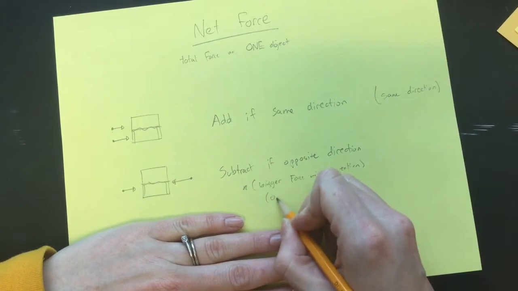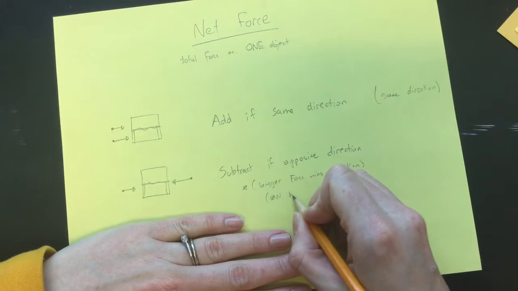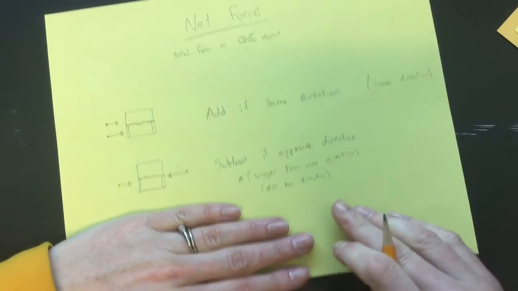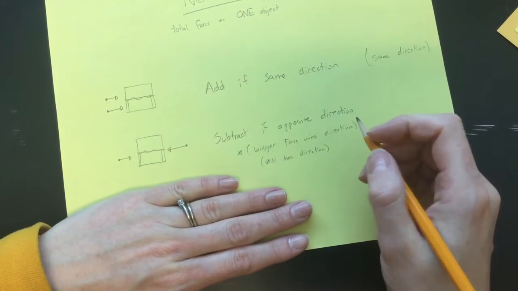If the forces add up to be 0 newtons, it has no direction, okay? So you would just leave the direction blank or say no direction, or none, something like that would be okay too.